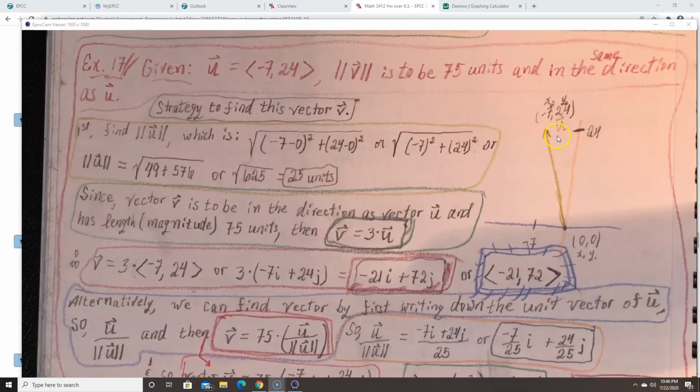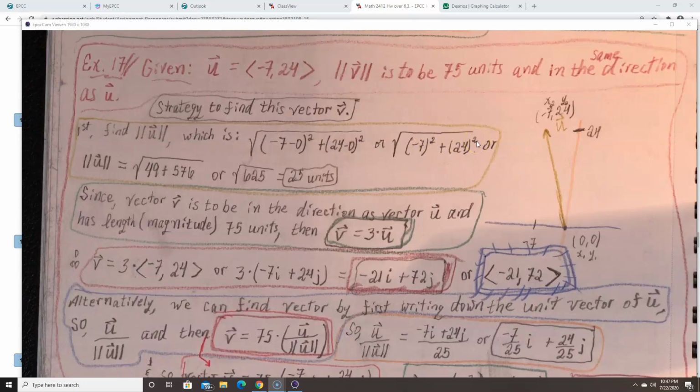So we have to use the distance formula. And here we are, x2, y2, -7, 24, and the origin 0, 0. So let's use the distance formula again. First find the magnitude of the first vector, whatever they called it, who cares, which is the square root of x2 minus x1, -7 minus 0 squared, plus y2 minus y1, 24 minus 0 squared. Well, -7 minus 0 is -7, 24 minus 0 is 24, and you have them squared still.